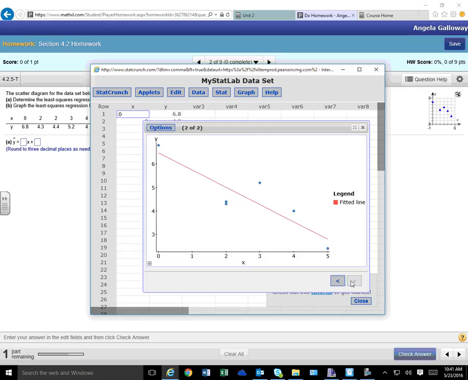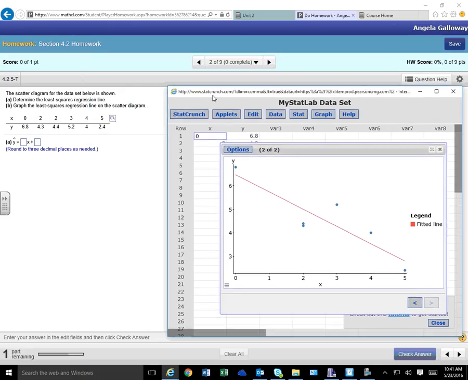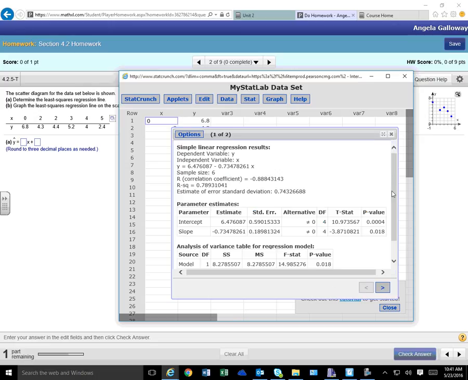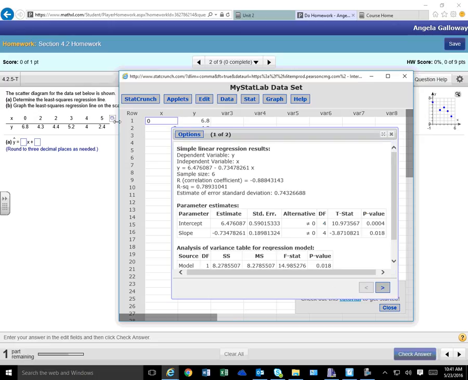This here shows you what the data looks like. And so that might help you when you're trying to answer the second part where it asks you to graph the least squares regression line on the scatter diagram. So you might use that there, but that is what you're going to do there. So obviously not too difficult to do as long as you know where you're going.